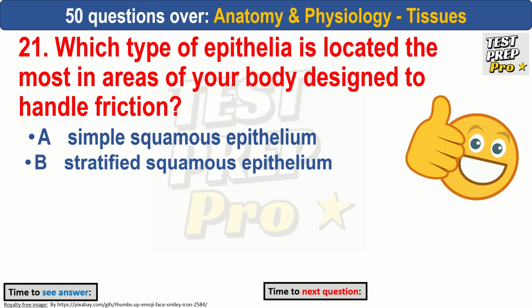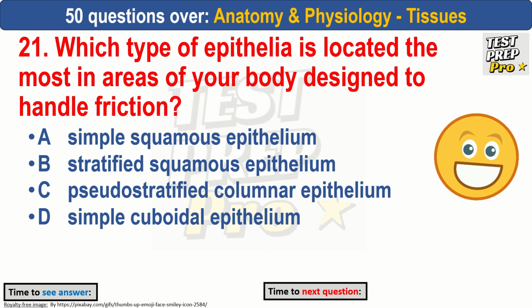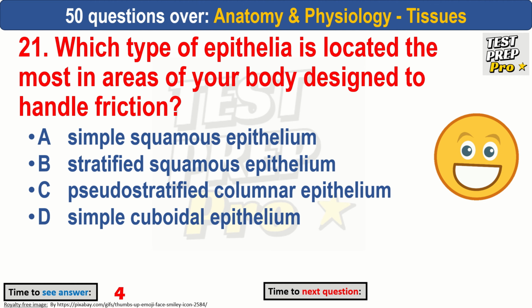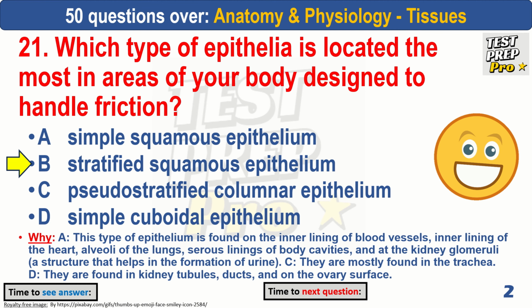Which type of epithelia is located the most in areas of your body designed to handle friction? Is it simple squamous epithelium, stratified squamous epithelium, pseudostratified columnar epithelium, or simple cuboidal epithelium? The answer is stratified squamous epithelium. This is found like on the skin surface, the mouth, different places that can handle a lot of friction for a person.